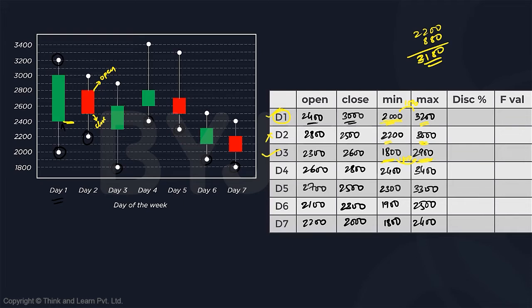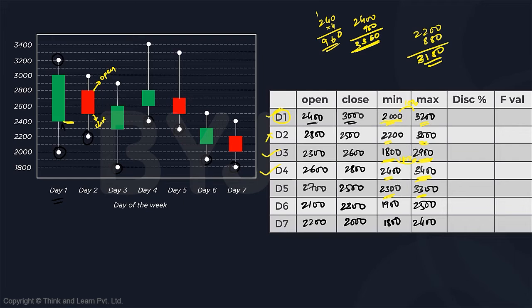So this is counted. 2400 and 3400. Will it work? Quickly check it out. 240 is 10%, so into 4, 960. So 2400 plus 960 is 3360, but this is 3400. So this will again be counted.